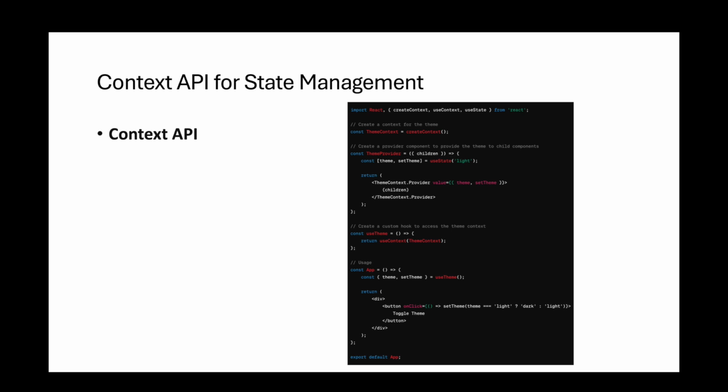Create a custom hook to access the theme context: const useTheme = () => { return useContext(ThemeContext); }. Usage: const App = () => { const { theme, setTheme } = useTheme(); return <div><button onClick={() => setTheme(theme === 'light' ? 'dark' : 'light')}>Toggle Theme</button></div>; }; export default App.